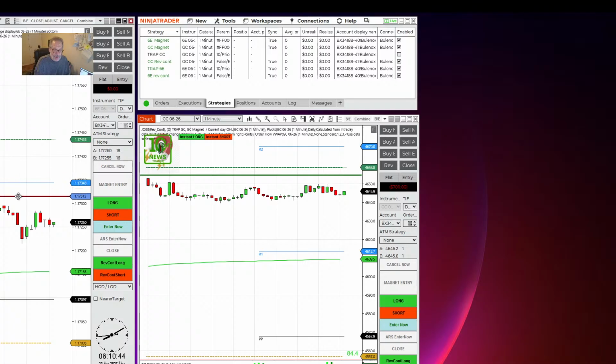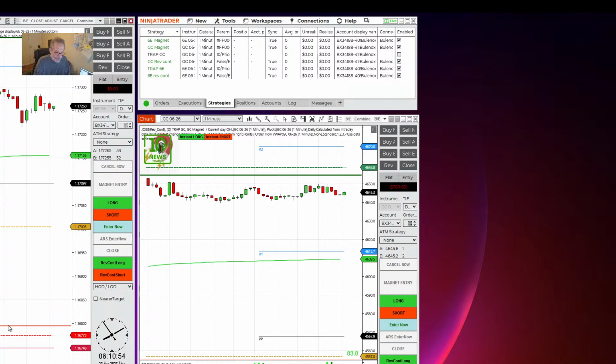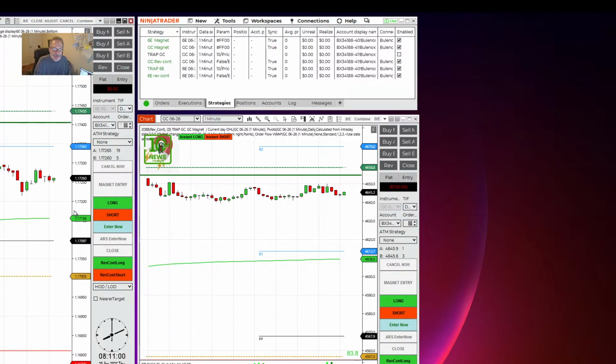If I wanted to enter right there, I could enter right there. I want to enter generally fairly close to the magnet, as price gets pulled into the magnet. That's where I would want to enter. A magnet is an exit. However, we have a trap trade to manage on the euro.